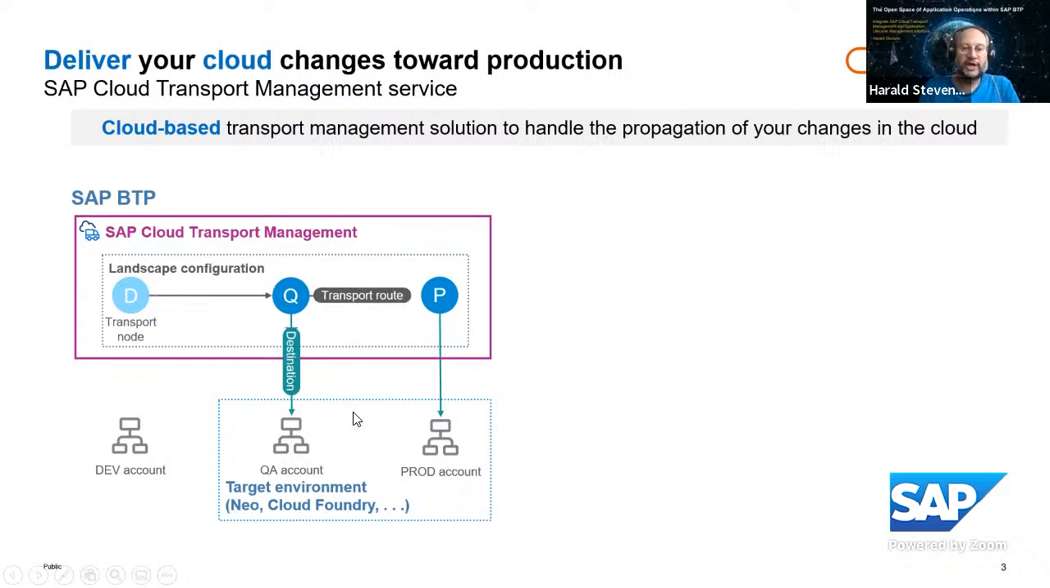And then you define transport routes between those transport nodes, which are showing in which direction the transport requests are flowing through your landscape. So by this you have a directed direction. So the transport starts in the development node, then moves to the quality node, and then moves to the production node. And so this landscape can be more complex if needed.